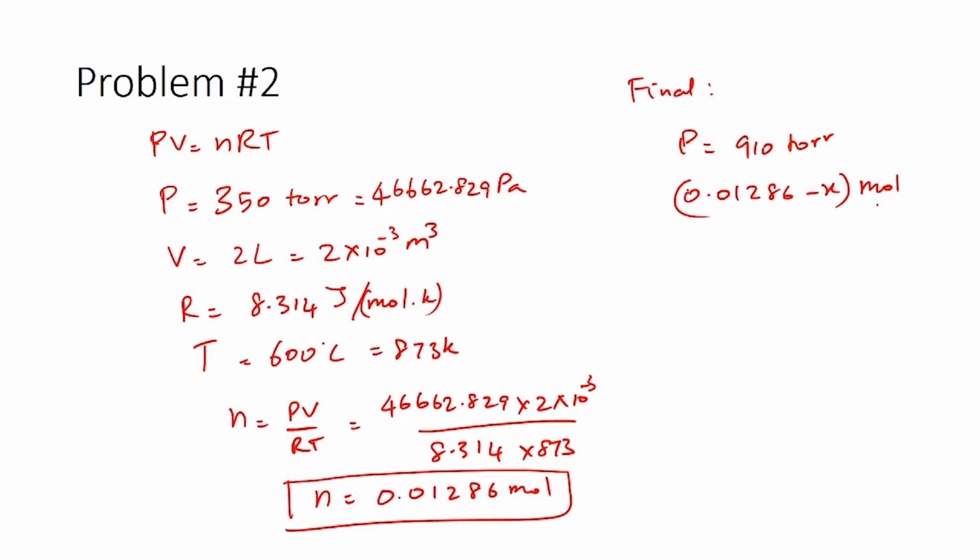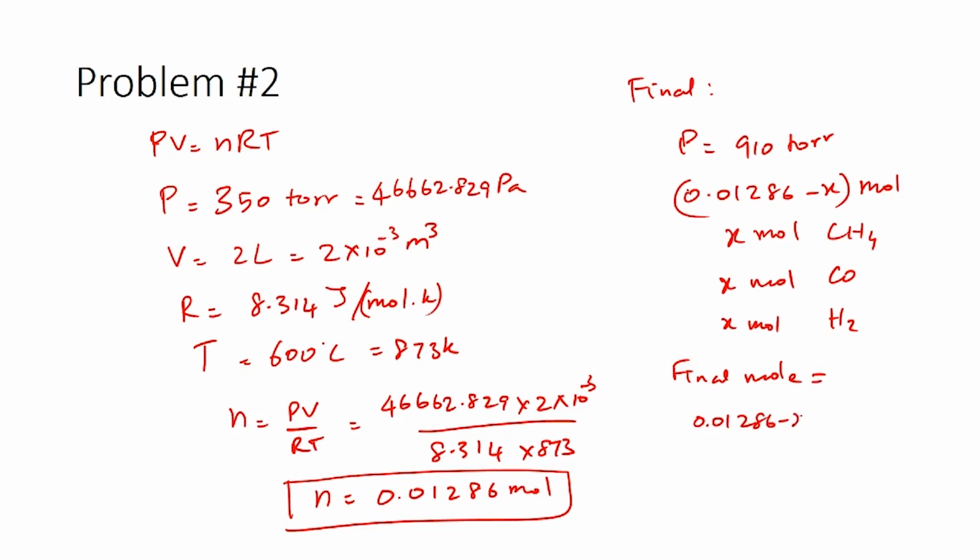So, if x moles of dimethyl ether is consumed, you will have x moles of methane, x moles of carbon monoxide and x moles of hydrogen present in the system after the reaction is completed. So, this would mean that the final number of moles would be equal to 0.01286 minus x plus x plus x plus x, which is equal to 0.01286 plus 2x. So, this would be the number of moles in the final condition.